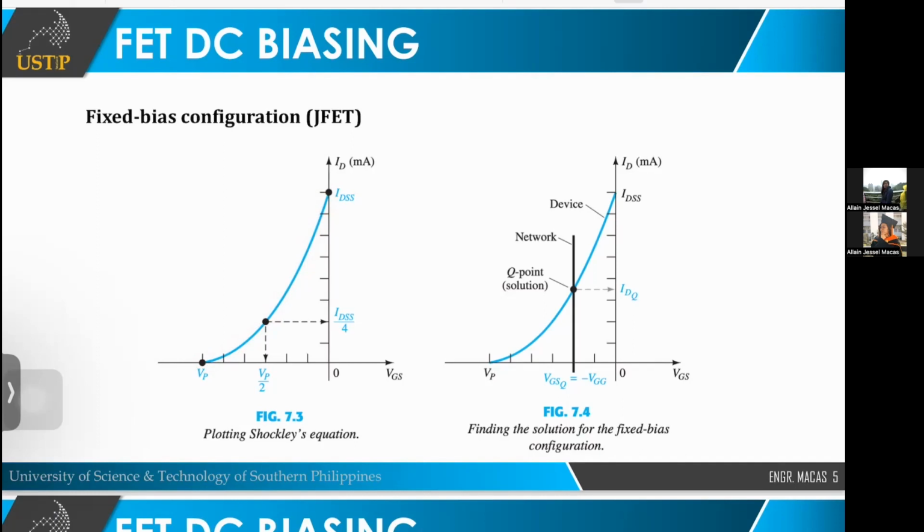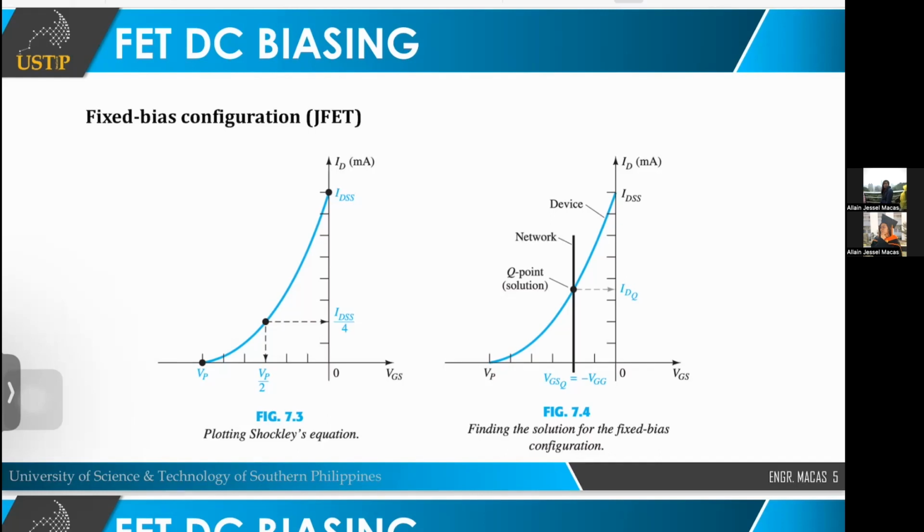Which is the same as in the BJT, no? That Q point, as I've mentioned, is the operating point. Given these characteristics of your transistor, what is the operating point? Where does it coincide? What are the values of your VGS and your ID? Okay, that's your operating point.